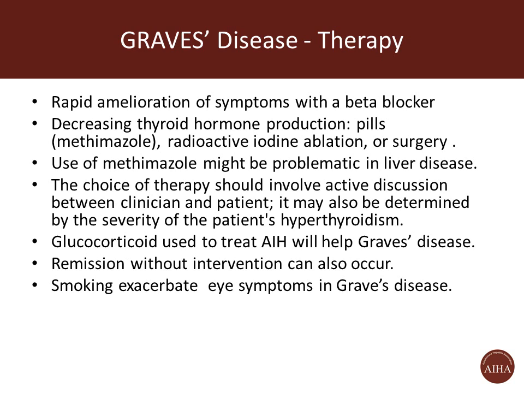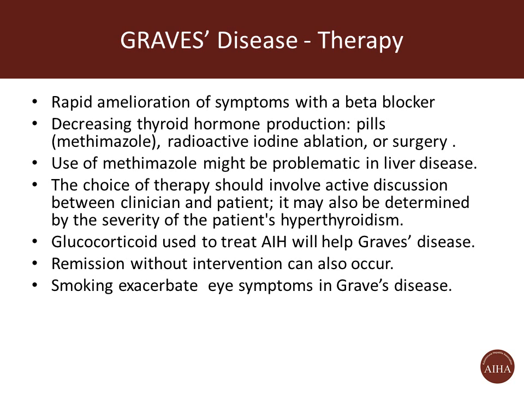So to treat Graves' disease, typically we use beta blockers to improve the symptoms of hyperthyroidism, but we also try to tackle the thyroid gland itself. We're trying to stop the production of new thyroid hormone by the gland. That can be achieved using pills like methimazole, or something called radioactive iodine ablation, where you take some radioactive iodine that's concentrated in the gland and destroys the thyroid gland. Or we can resort to surgery. Sometimes methimazole is a little bit of a problem in patients with liver disease because methimazole itself can cause some liver injury, in rare instances, however.